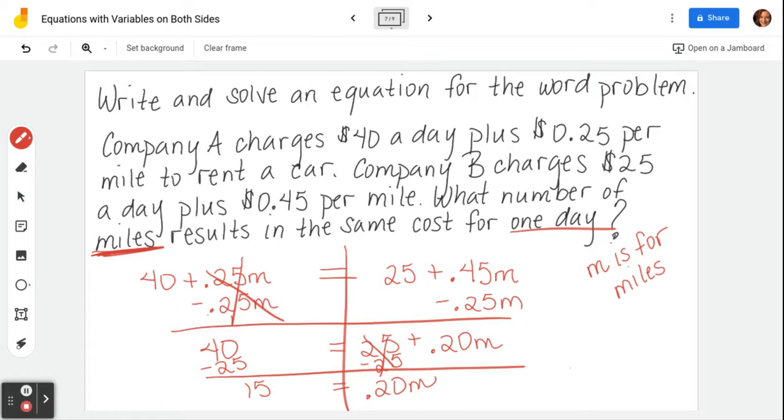So how do we solve this guy? With my variable, the opposite of multiplying is dividing by 0.20. So I'm going to divide both sides by 0.20. We can figure this out. There's, let's see, you would need 20 times 5 to make $1, right? And you need $15. So 5 times 15, it's going to be 75. But we can even double check it. 15 divided by 0.20, 75 miles.